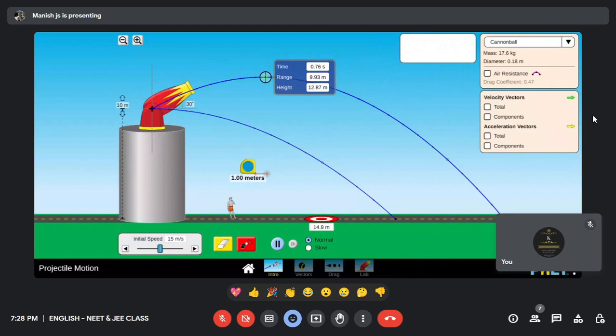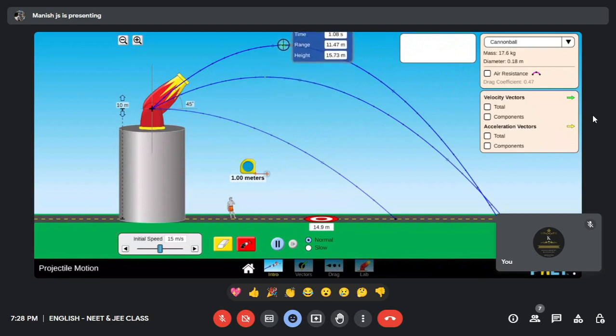Now I'm increasing the angle to 45 degrees. Let me shoot it again. Third one. Now you can see the maximum height is attained at this point, which is 15.73. Let me check leftwards, 15.7, and 15.73. So that's the maximum height, 15.73 for 45 degrees.